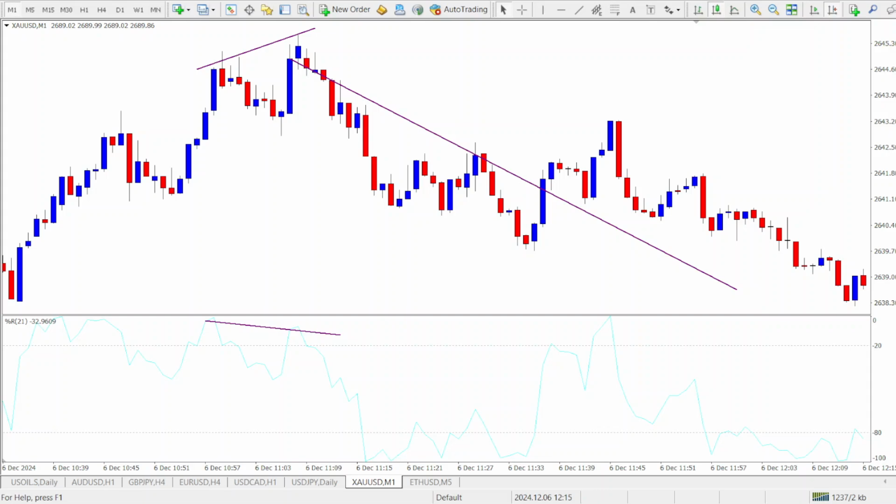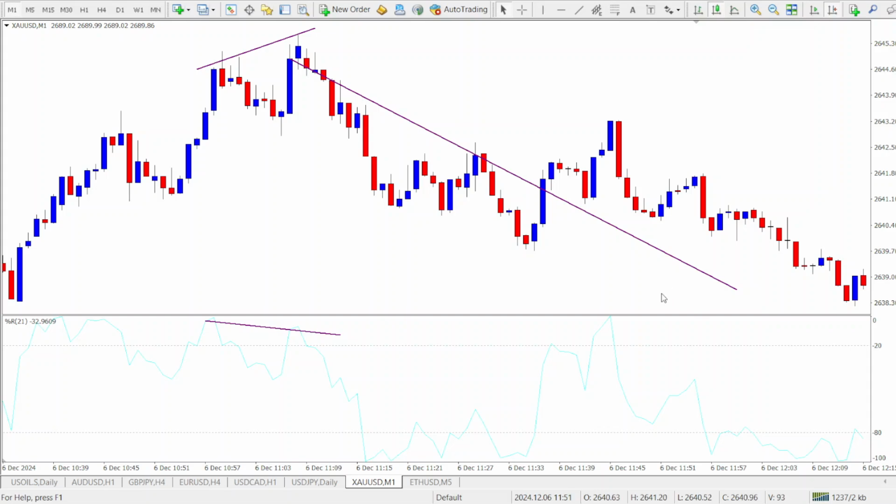Now, I'm just going to give you a few tips to get the most out of the Williams percentage range in your trading. And the first is, do not rely on it alone, all right? Use the Williams percentage range alongside other indicators and tools for a more complete analysis. And then secondly, look for confirmation. Always wait for confirmation signals before entering a trade.